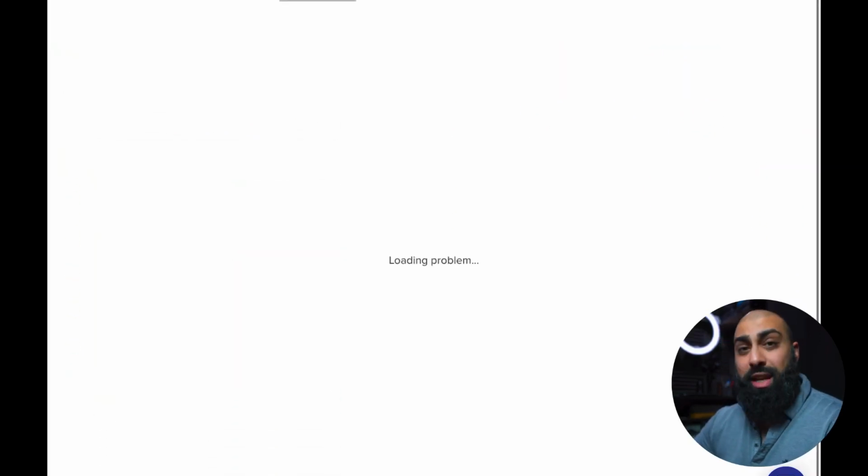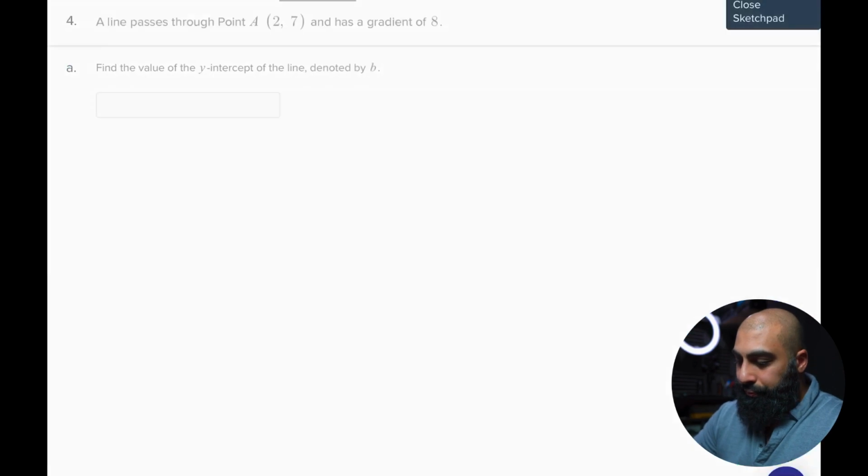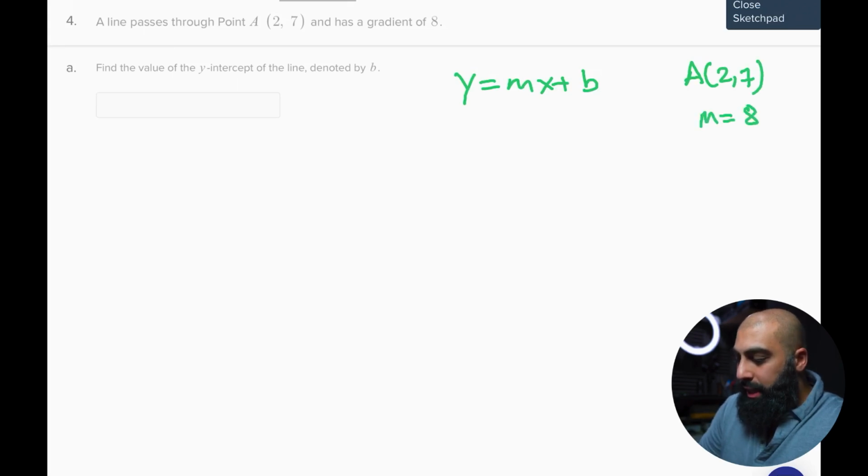So let's continue to the next question. Question 4. It says a line passes through the point A, which is 2, 7, and has a gradient of 8. It says find the value of the y-intercept for the line denoted by b. Okay, so we have y is equal to mx plus b. It passes through the point A, 2, 7, and the gradient is 8. We want to find out the y-intercept.